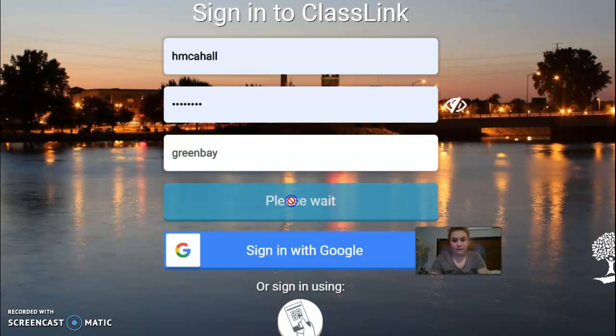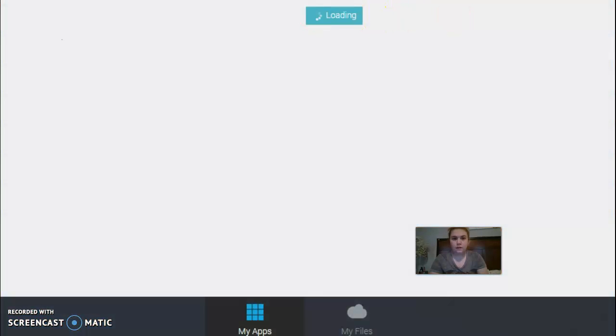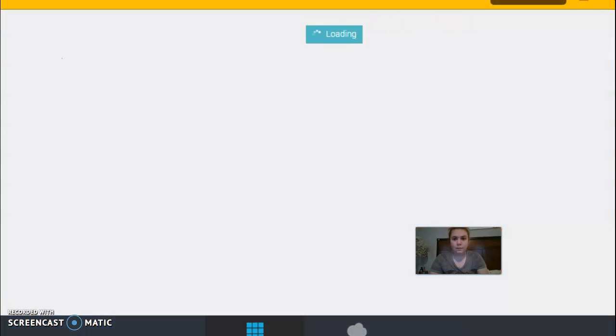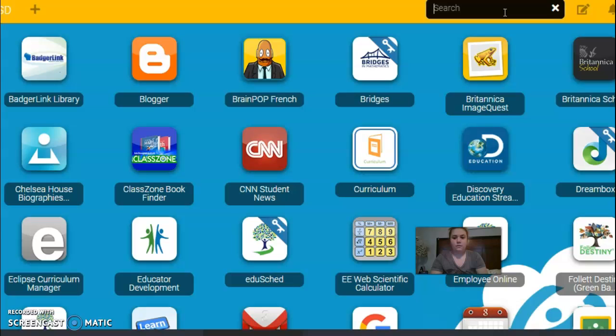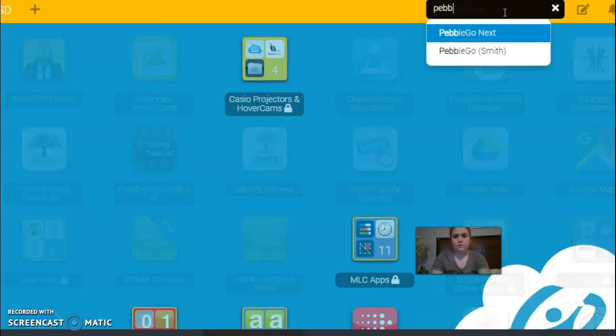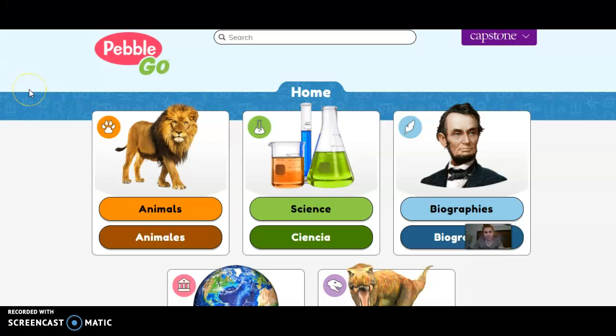For example, here I am at my Launchpad. I'm going to log in. Mine's going to look a little bit different than yours, remember. And let me bump this up a little bit. Here we go. I'm going to search for Pebble Go. Enter. Oops. And it is this one right here, Pebble Go Smith. I'm going to click on it, and it is going to bring me here.